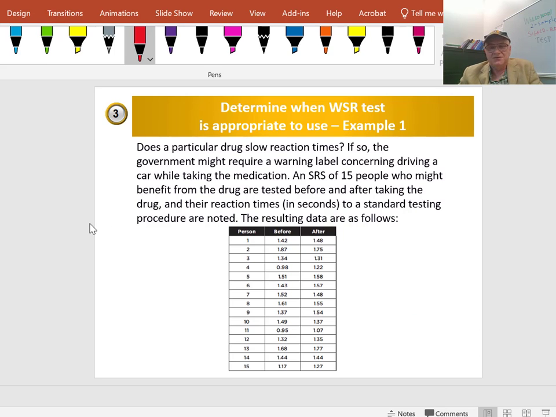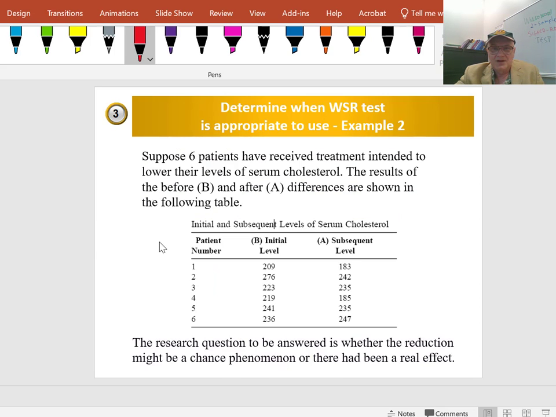Now let's reflect and think about when this test is appropriate to use. I'll give you two examples. The first example: does a particular drug slow reaction times? Because if it does, then the government might require a warning label. A simple random sample of 15 people was selected, and we have data in this table. The question is, is there a statistically significant difference between these two samples?